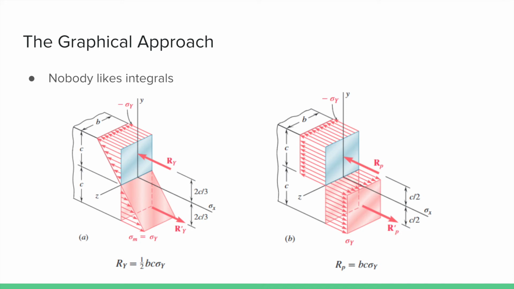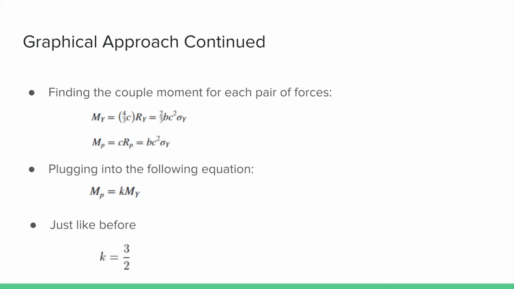So we can actually find the couple moment created by both of these forces. To get the couple moment, we can take the forces and multiply them by the distance between the two. For the case of the max elastic, we get 2 over 3 times b c squared times yield stress. And for the case of the fully plastic bending, we get b c squared times yield stress. And these are the exact same equations as before, so we can plug them into our shape factor equation, and we get that our shape factor equals 3 over 2, which is saying, just like before, that the shape factor for a rectangular cross-section is equal to 3 over 2.